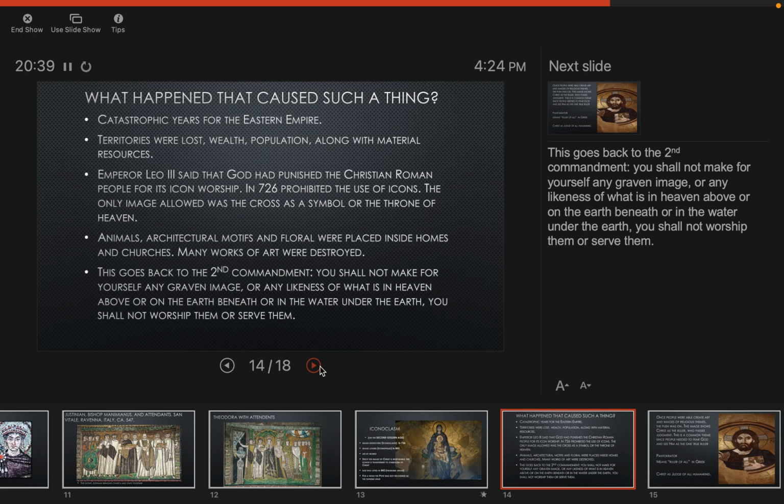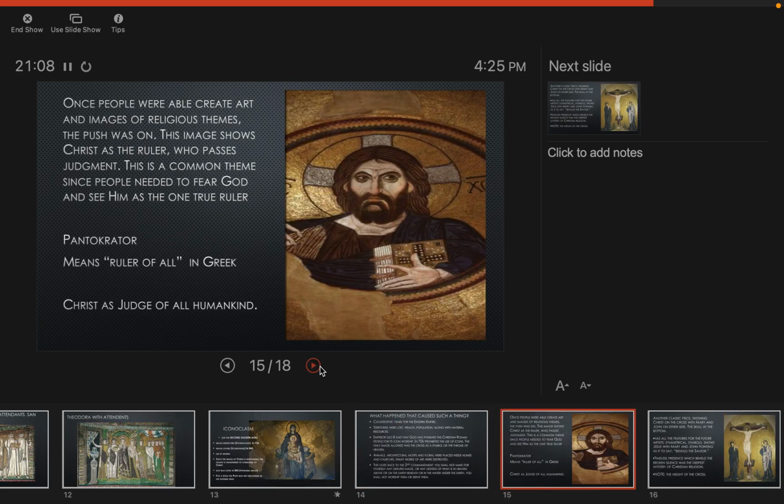In 726, there was the prohibition of the use of icons. The only image allowed was the cross as a symbol, or the throne of heaven. Animals, architectural motifs, and floral designs were placed inside the homes and churches. Many of the works of art were destroyed. So once people were able to create art and images of religious themes, the push was on again.